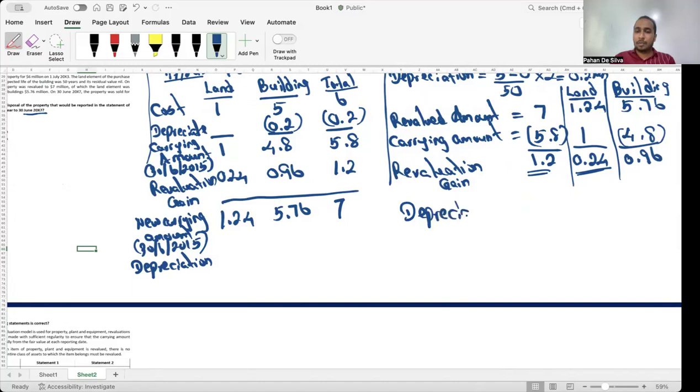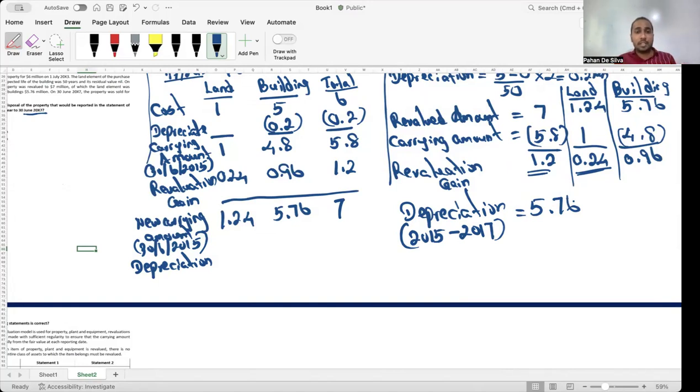When you are calculating the depreciation, now I am going to calculate the depreciation for the period from 2015 to 2017. That means from the date of revaluation to the date of disposal. Now what is the value of the building now? From 30th June 2015, the value of the building will become 5.76, because when we are adjusting revaluation, we are eliminating all the accumulated depreciation on the date of revaluation, and after that, we are again depreciating the asset.